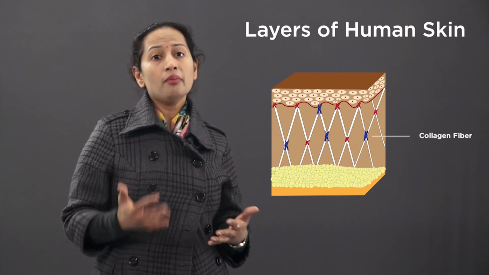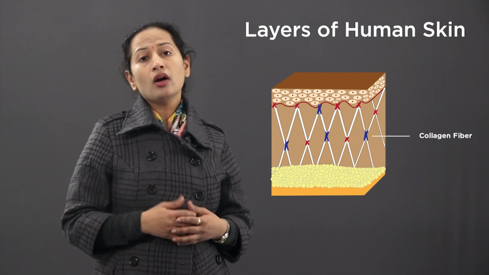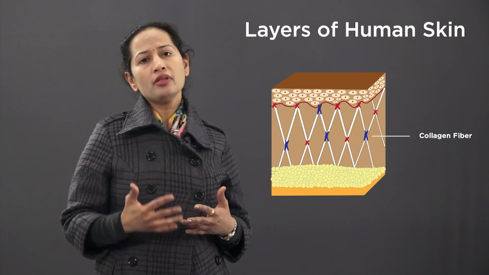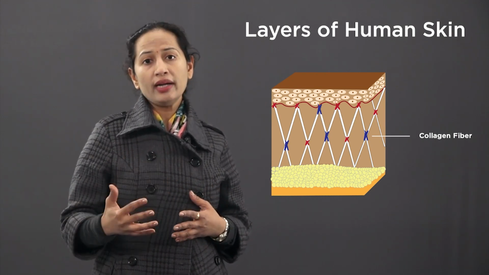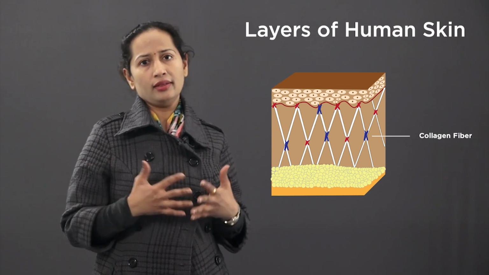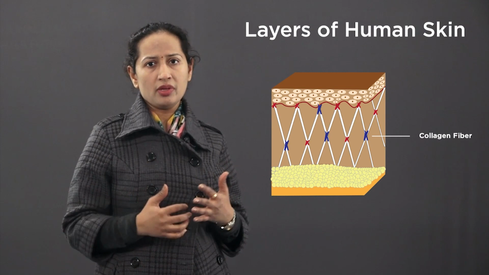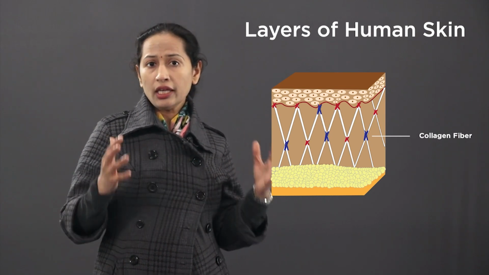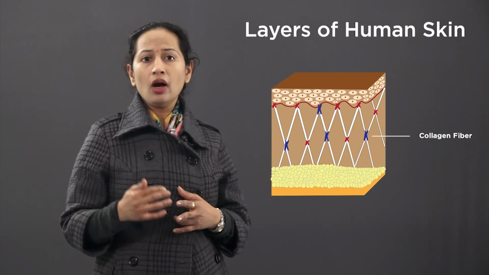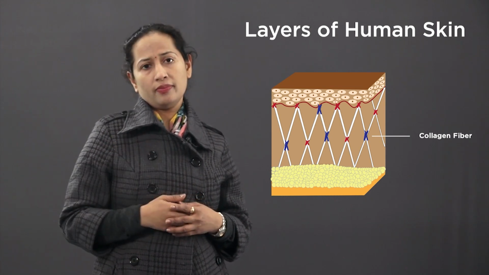This type of fiber predominates the dermis. Collagen fiber has enormous tensile strength and provides the skin with strength and thickness. Collagen bundles are small in the upper papillary dermis and form thicker bundles in the deeper or reticular dermis.